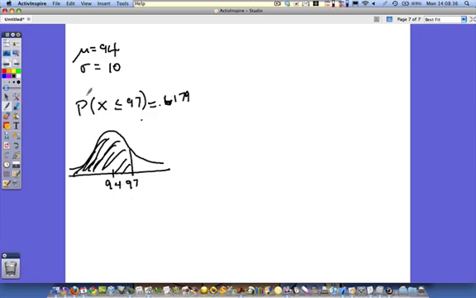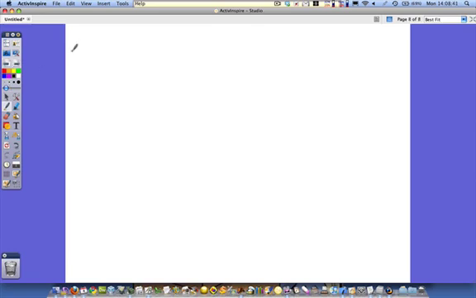If you're going to do a problem that's the other way, mu is equal to 110, sigma is equal to 20, what's the probability that x is greater than 115? Okay, we can do that. Draw the picture first.